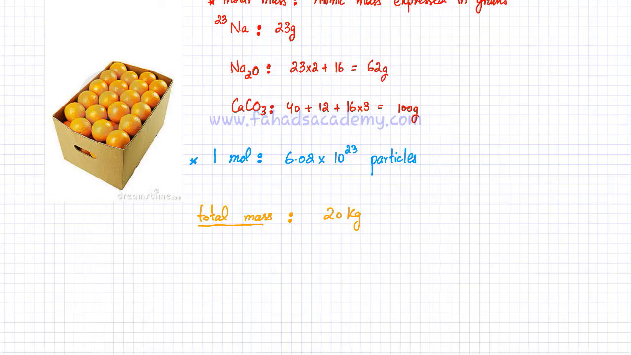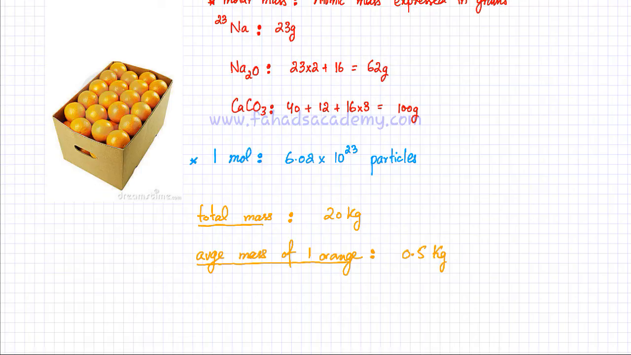So what you can do is, you can pick a few oranges from the top. Let's pick 3 or 4 oranges, and we can take an average mass of one orange. So let's say the average mass of one orange in this carton comes out to be 0.5 kg.